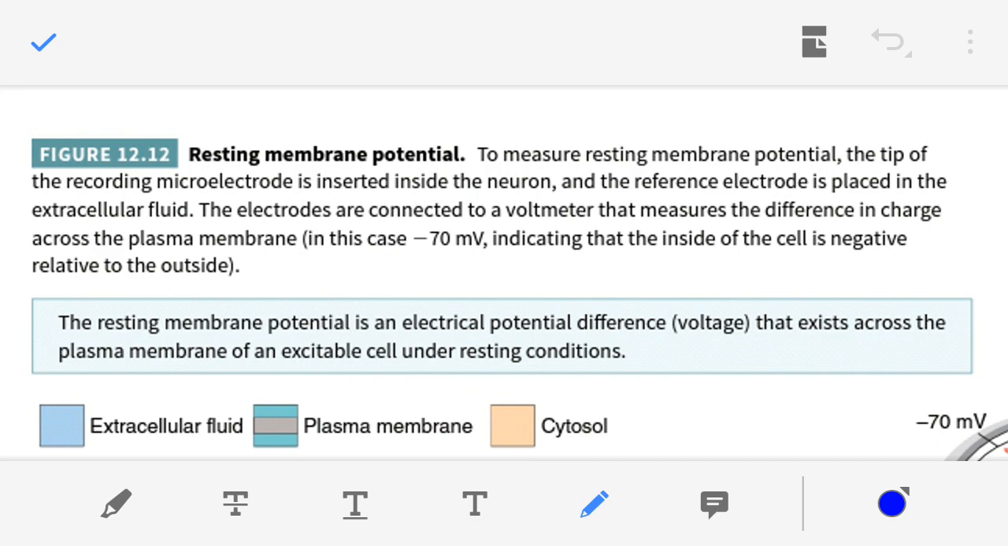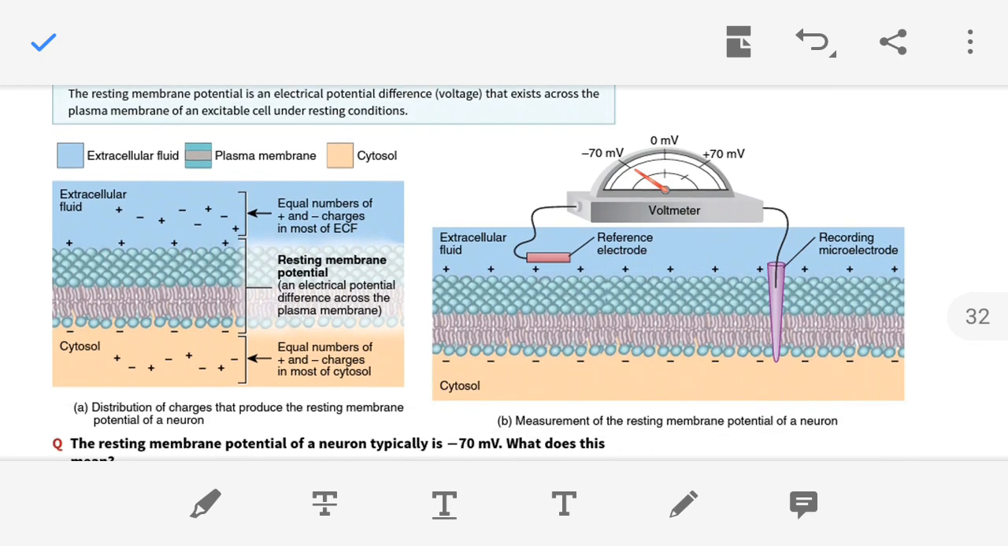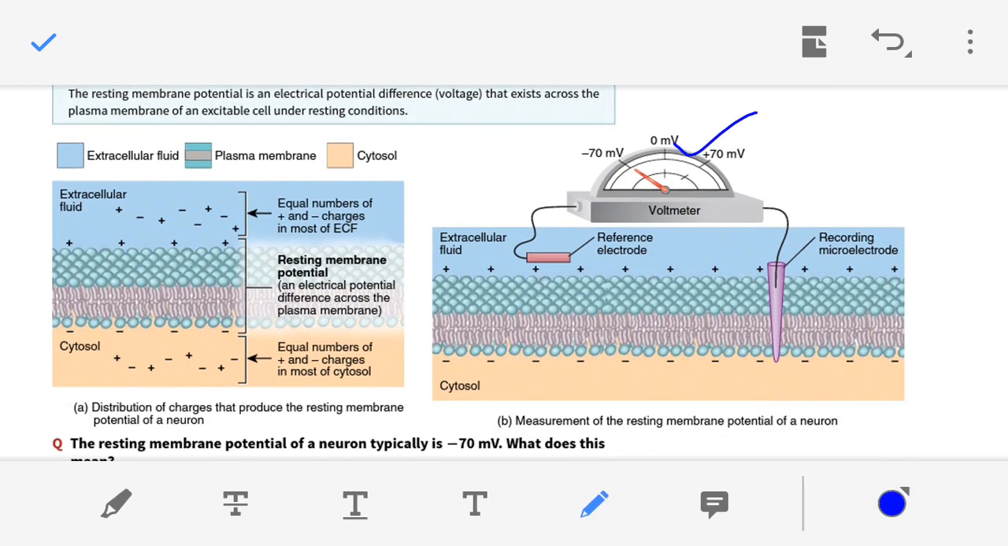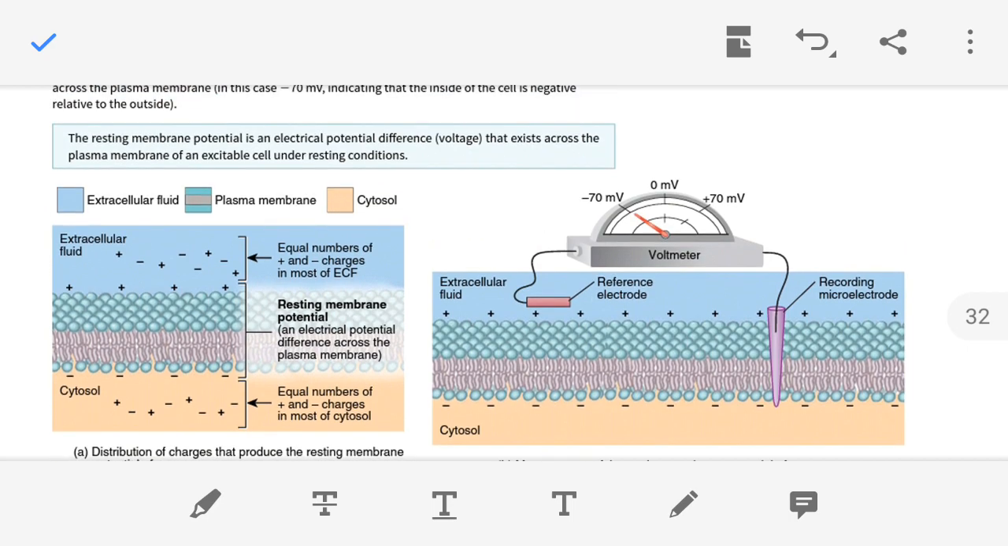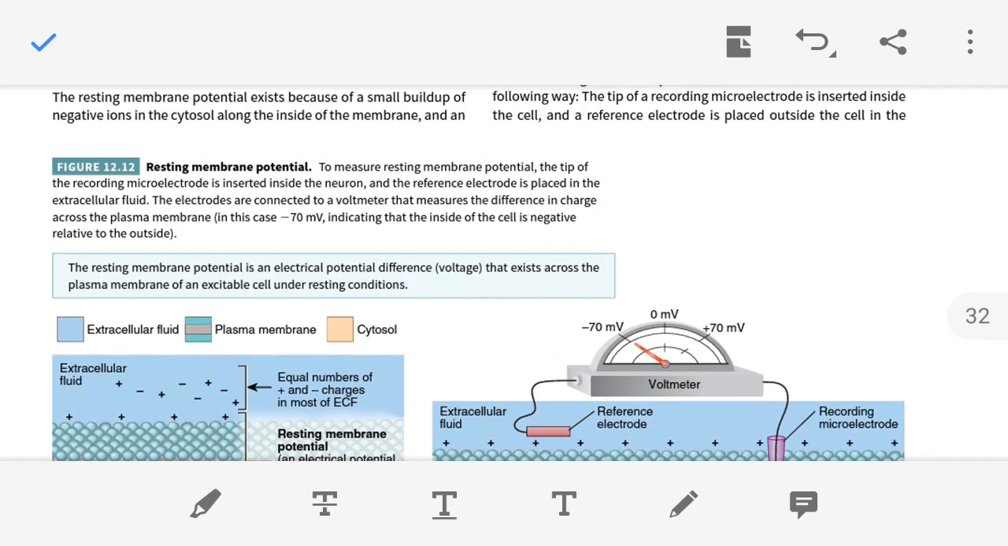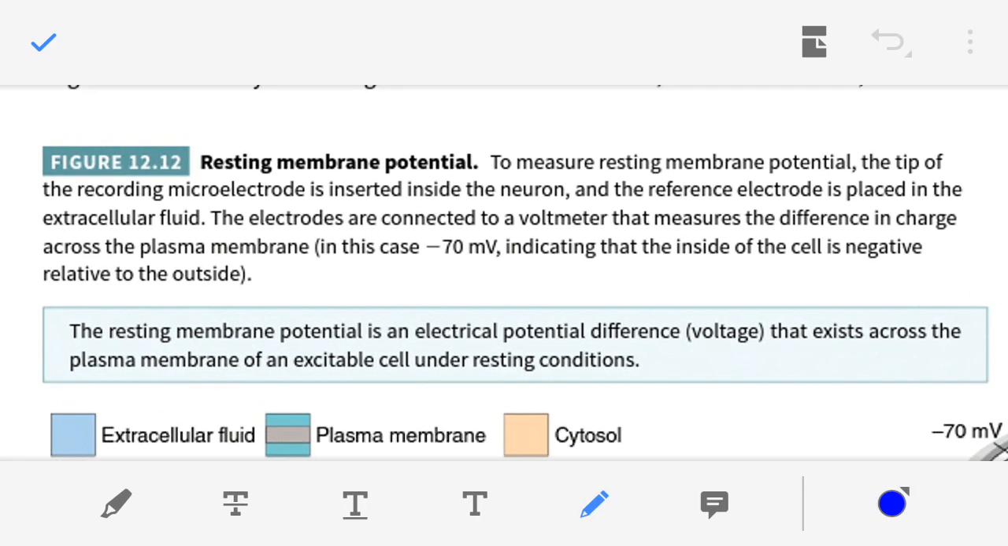Okay, that is called resting membrane potential. And how can we measure this resting membrane potential? We can measure the resting membrane potential with the help of a voltmeter, and as you can see there are two electrodes. One is the recording microelectrode and the second one is the reference electrode. So these two electrodes are connected with the voltmeter to measure the resting membrane potential of a neuron in which the nerve impulse is not propagating.